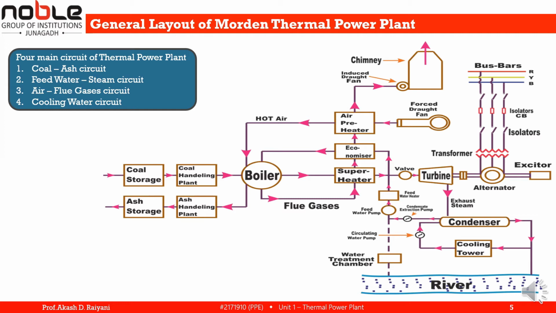Let us start with the first circuit, which is the coal and ash circuit. It includes coal delivery, coal preparation, coal handling, boiler furnace, ash handling and ash storage. The coal which is coming from the coal mines is delivered by means of ship, rail or truck. It is first unloaded on the plant side. Then it is crushed in the crusher for reduction in the size of the coal.